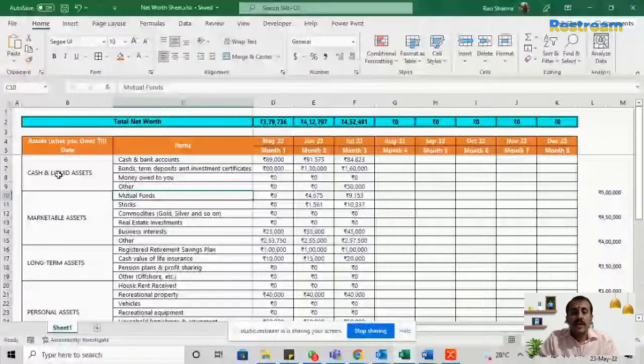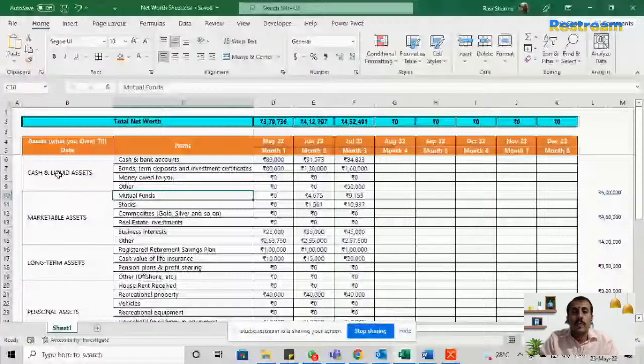We have to enter all the personal assets in each month column, and sum them up. We have to sum all the assets. The next step, once the assets are written, whatever the amounts you have, is to write all those asset amounts, and then we come to the next section called liabilities.